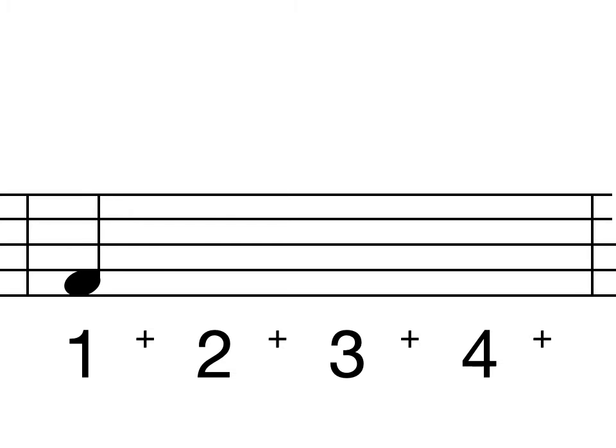All right. Let's put some notes here. We got a quarter note there over beat number 1. We have a quarter note on beat number 2, a quarter note on beat number 3, and a quarter note on beat number 4. Okay? Now, we're going to say 1 and 2 and 3 and 4 and every time, regardless of what notes are up top. We're always going to say all the numbers and all the ands.